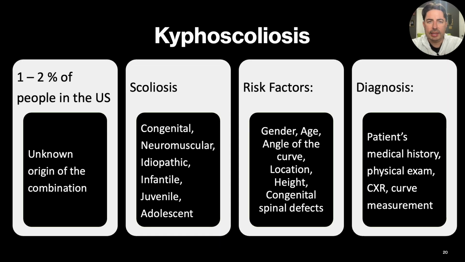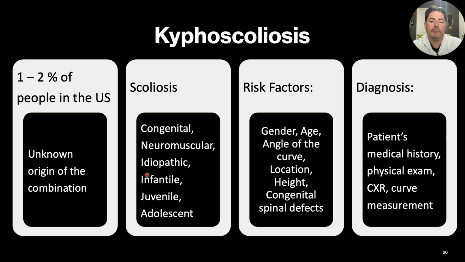When we look at the epidemiology of this, it's only about 1 to 2% of people in the United States. And when we look at the origin, it's really an unknown origin that leads to this combination. Do you remember what we called it whenever we were talking about something that was from an unknown origin? Yeah, we call that idiopathic. Idiopathic is what we use when it comes to talking about the unknown origin. And you can see that word right here, idiopathic.